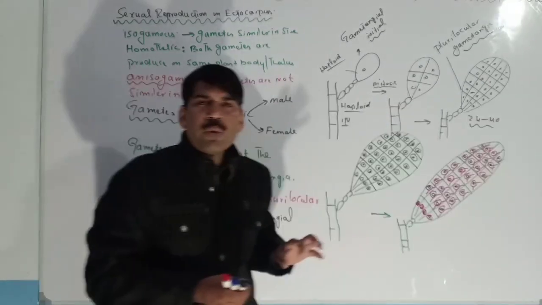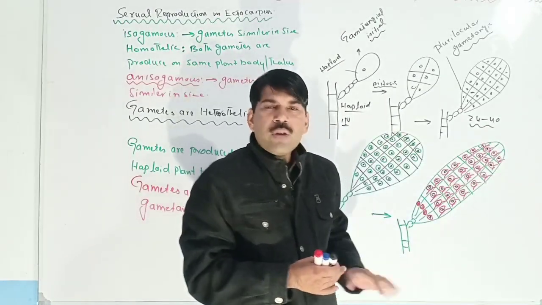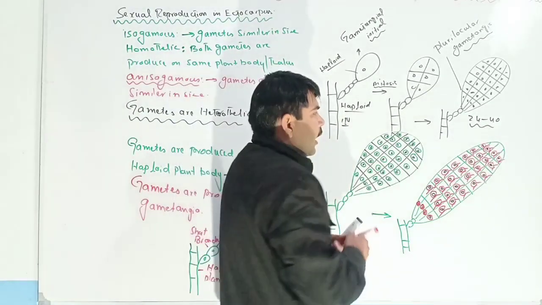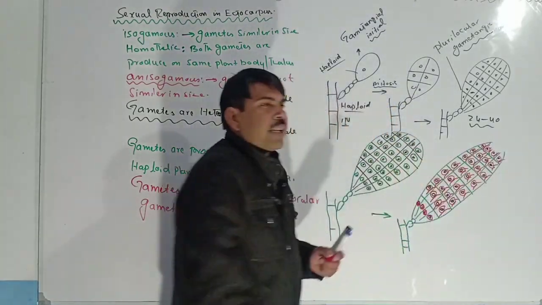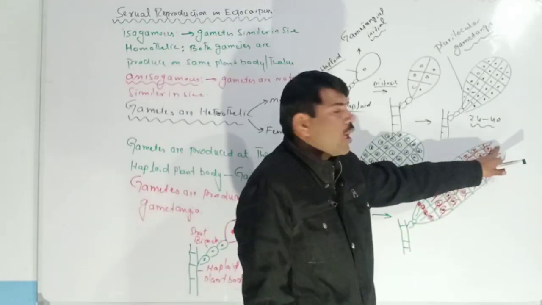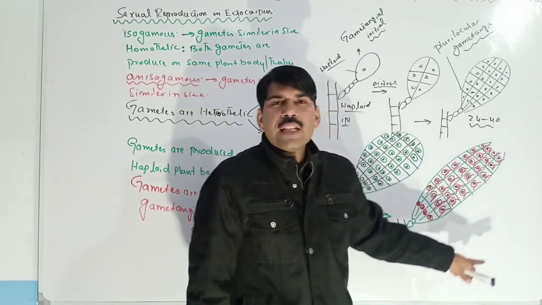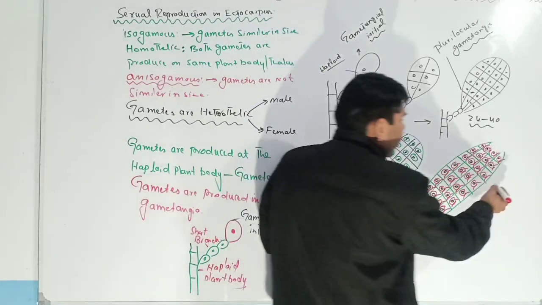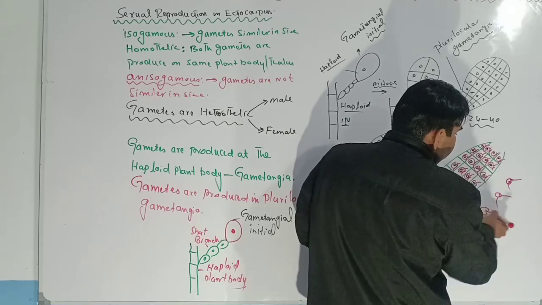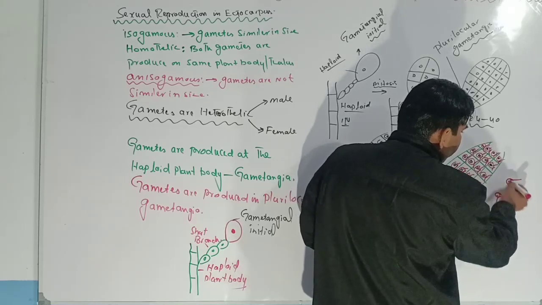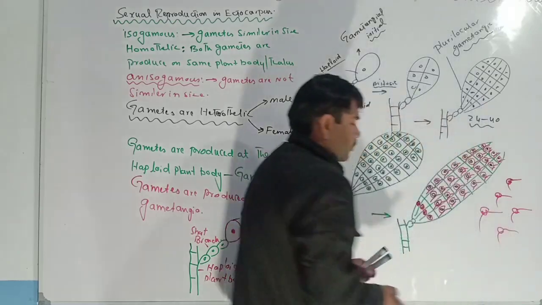So when these zoogametes are produced, they will come out from this gametangia. How will they come out from the gametangia? A small pore is produced at the tip or top of the gametangia, and these zoogametes will be released from this gametangia. How will they be released? Like this. These are the zoospores, sorry, zoogametes, not zoospores.